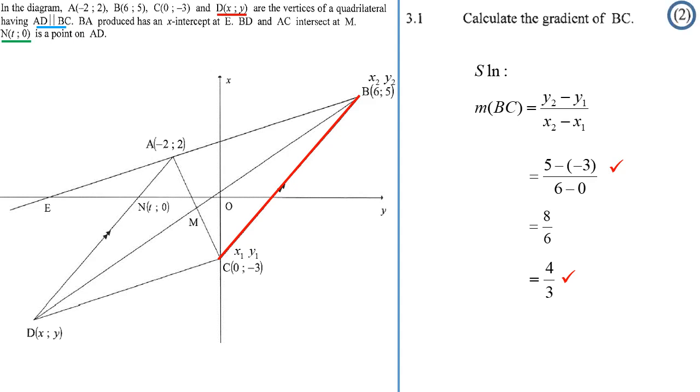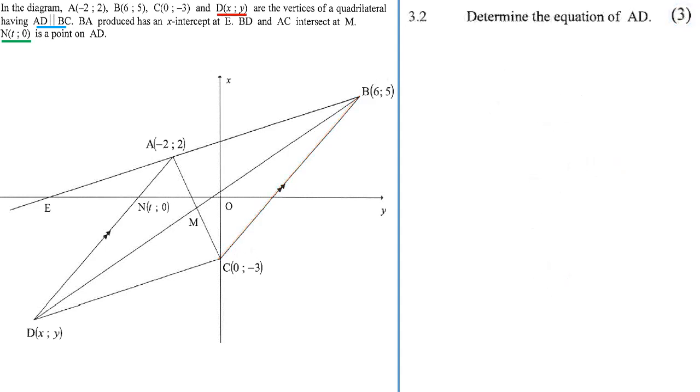Remember, this is how you get your 2 marks. Then 3.2, determine the equation of AD. And this is 3 marks. Equation. You underline the words equation of AD. What is AD? AD is a straight line, and a straight line is given by the equation y equals mx plus c. So what is the implication?